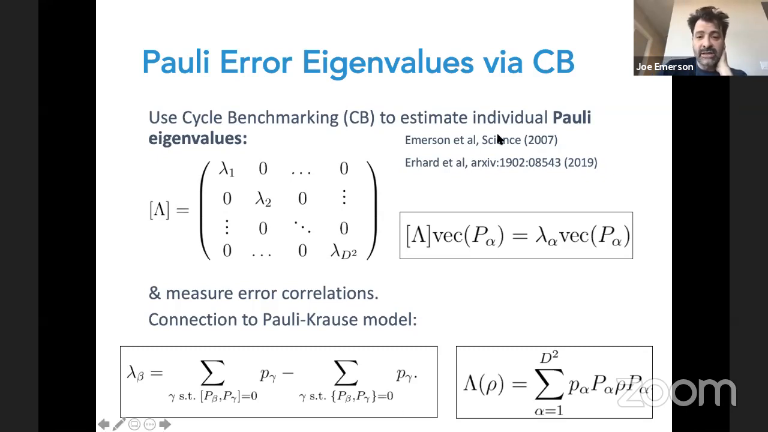And then what happened in 2019 in our work with Innsbruck, we demonstrated this cycle benchmarking tool. And what that does is it allows you to associate this information, not with some abstract error channel, but the errors associated with very specific combinations of gates. So now we can pull out information about the correlations in the errors associated with each distinct gate sequence. And then if you like thinking about it in terms of this Krauss picture, there's a very simple relationship that relates these eigenvalues to the probabilities in the Krauss picture. So we have these two very nice complementary pictures and a simple transformation between them.